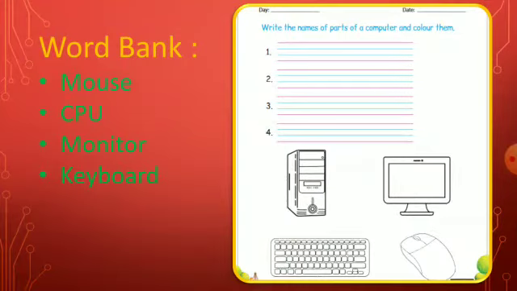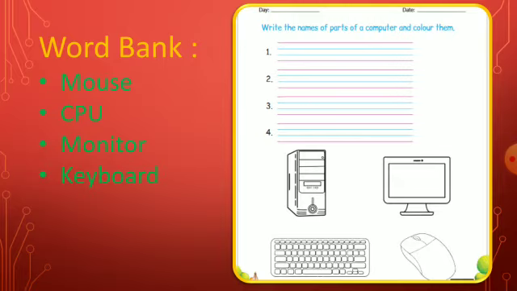Okay, learners of Advanced Montessori, now we have another activity worksheet for you. Here we have the word bank. Words are given, and pictures of parts of a computer are given over here. With the help of this word bank, you're going to write the names of these parts of the computer in the given four lines over here.